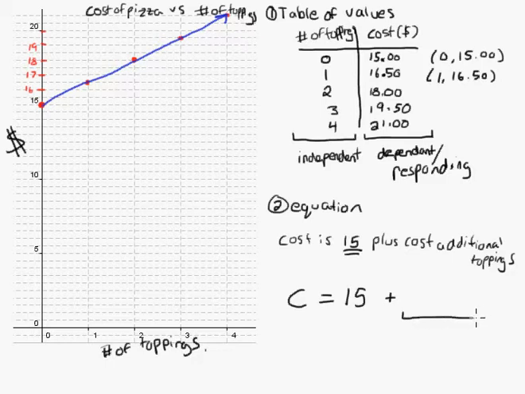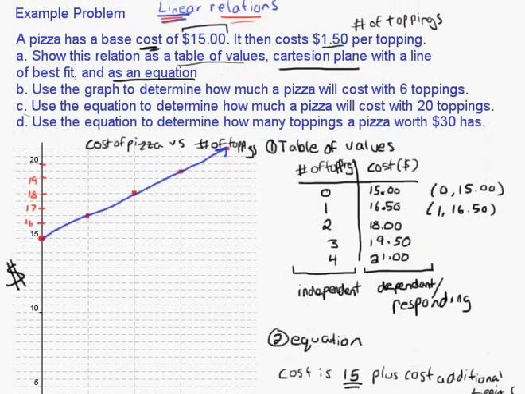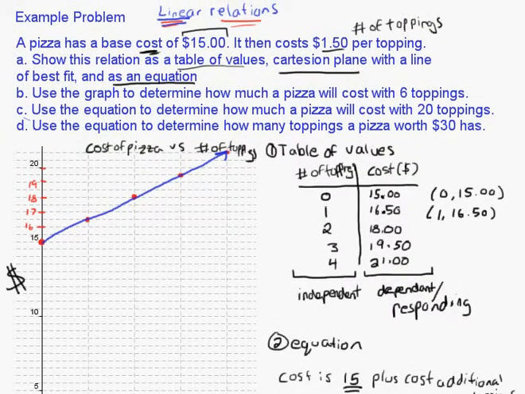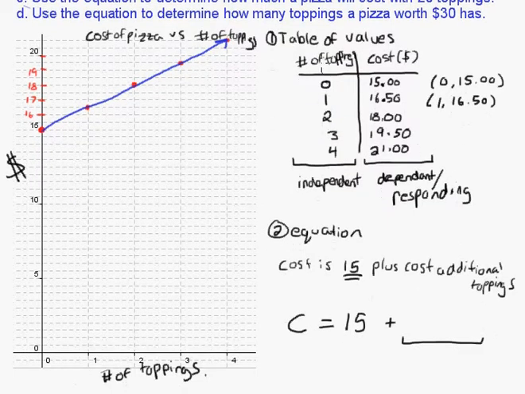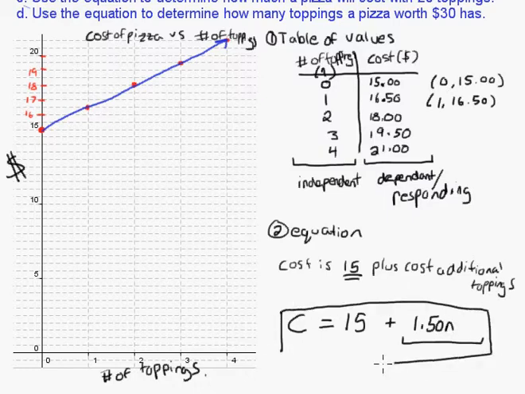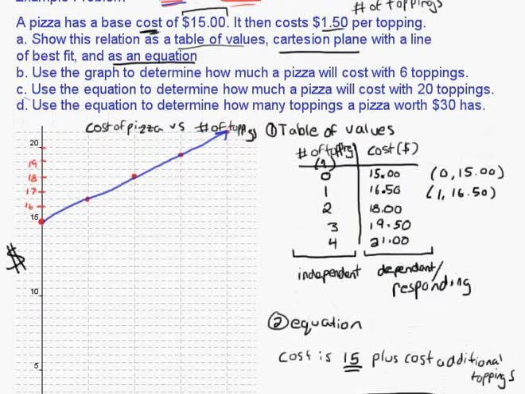So the additional cost will be, well, each topping is $1.50 per topping, so $1.50 multiplied by the number of toppings. We're going to call our number of toppings n, so it's going to be $1.50 n, and that's going to be our equation there. So this whole thing is your equation, which represents that relationship between cost and the number of toppings. Okay, so that answers part A.